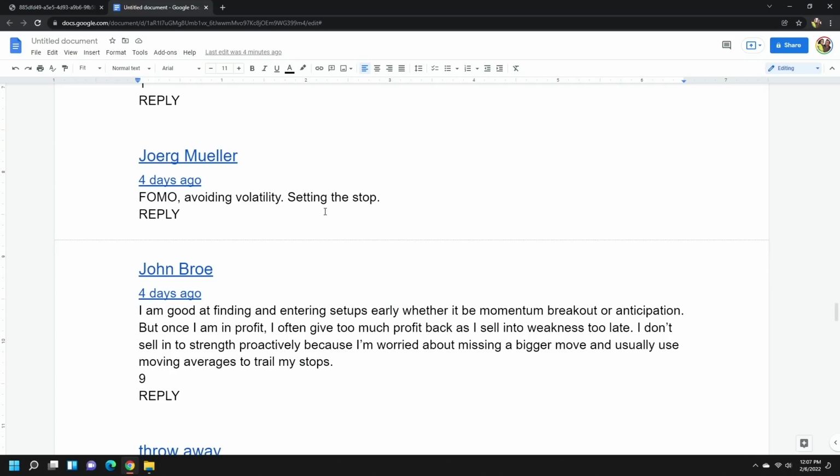FOMO, avoiding volatility, setting the stop. FOMO is typically people who don't have a setup, according to me. People who don't have a setup say, look, I have FOMO. If you have a setup with specific guidelines, for my breakout setup I have a very specific guideline, which is find and enter early. I'm trying to enter my trade in the first 10 minutes from the open, right? So then FOMO doesn't come in. FOMO comes in when you don't have a defined setup.